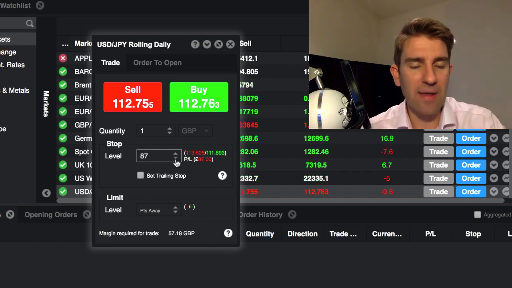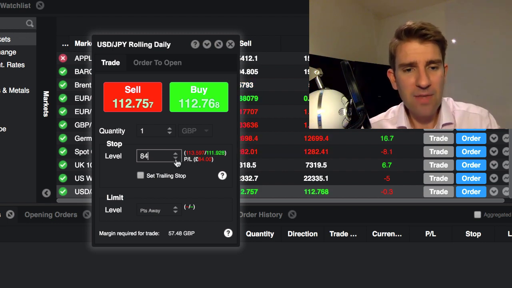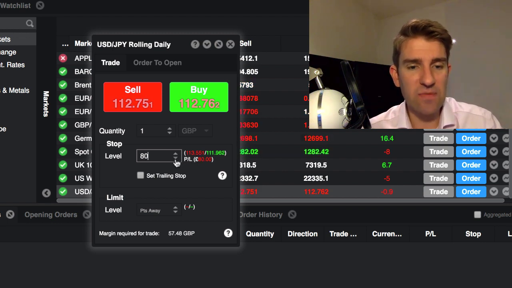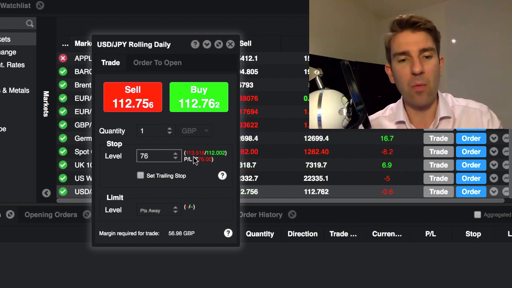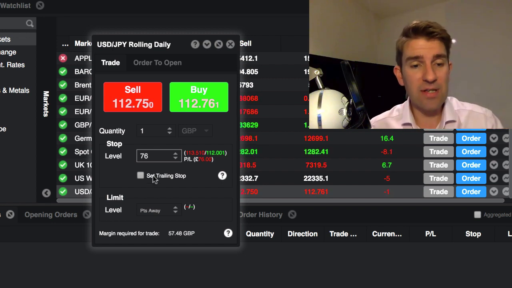113.50, hadn't we? The good thing is that we can see where my arrow is as we adjust the level in terms of points, and let's put it a tick above that 113.50 level. So there's our stop, 76 points risk. Very nice, we're happy with that.